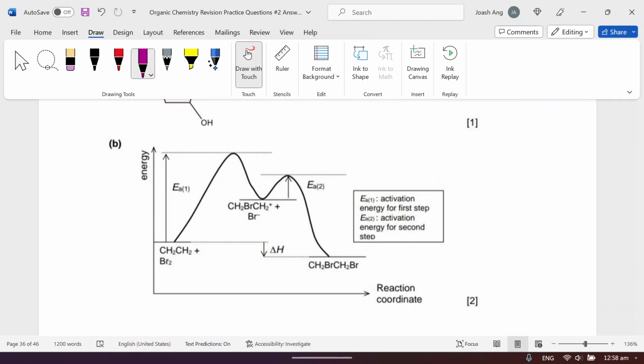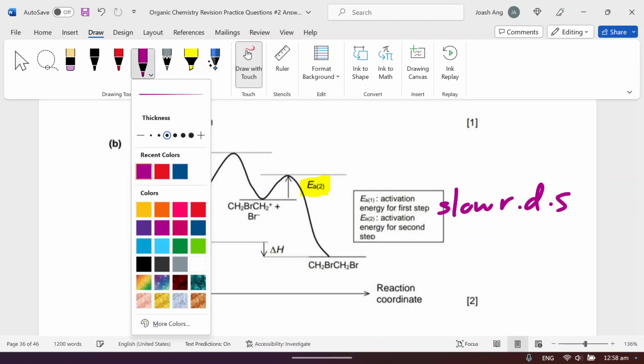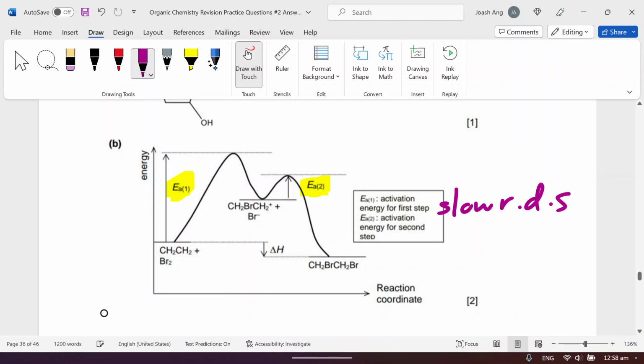See that the activation energy of the first step is much higher than the second step because the first step is the slow rate determining step. Okay? And you label your enthalpy change, which is a negative sign, and make sure you label the reactants carefully.